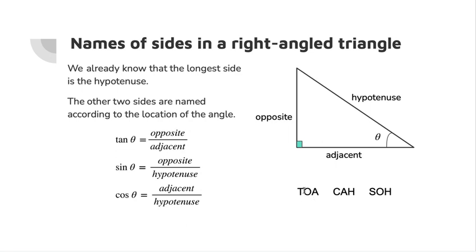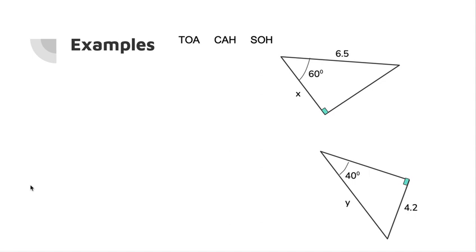So the first letter is the name of the ratio, and the second letter is the numerator over the denominator, right, for each of this. So we can remember the word "tua ka" to remember all these ratios. Now let us take a look at examples.